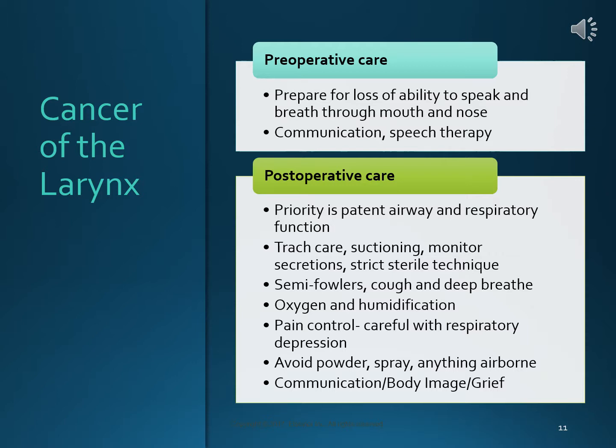Pain control. Of course, they're going to have post-op pain, but you want to be really careful in these people with respiratory depression. So communicating with them about pain level, how much to give them, is their pain relieved, and making sure that you're constantly monitoring their respirations and their oxygen saturations. You want to avoid anything that has particulate matter that's airborne. So powders, sprays, anything like that should absolutely be kept away from their fresh trach.